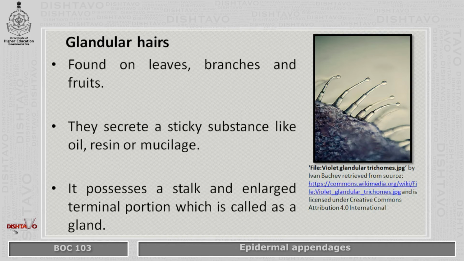The next type is glandular hairs. Now these glandular hairs are found on leaves, branches and fruits. They secrete a sticky substance like oils, resins or mucilage. It possesses a stalk. As you can see in the picture, this is the stalk, and the terminal portion is called the gland. So it is glandular hairs.